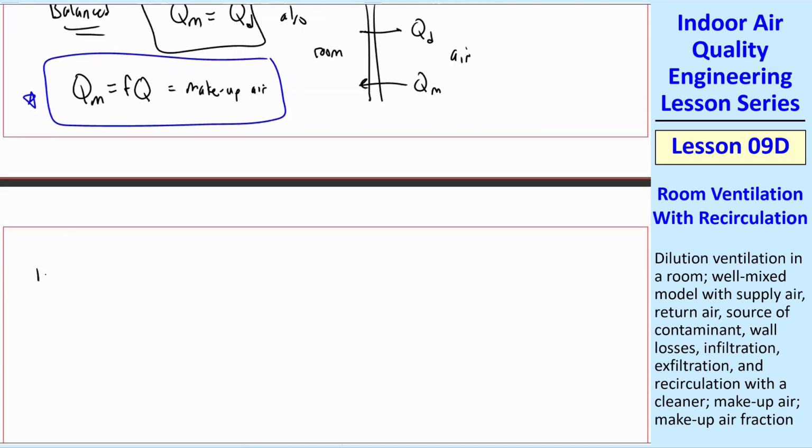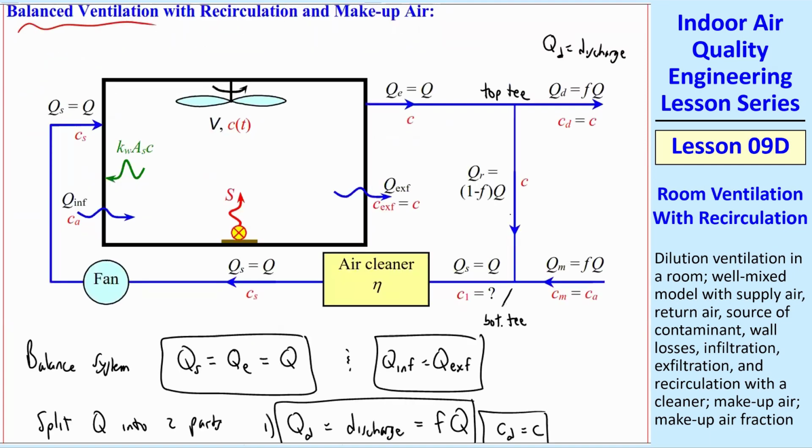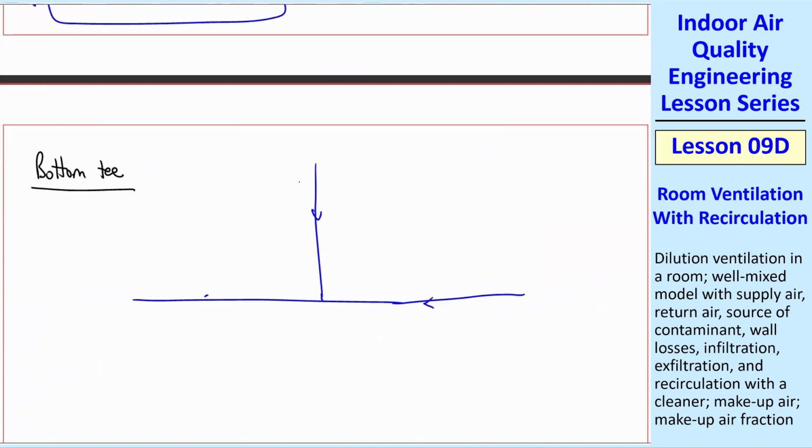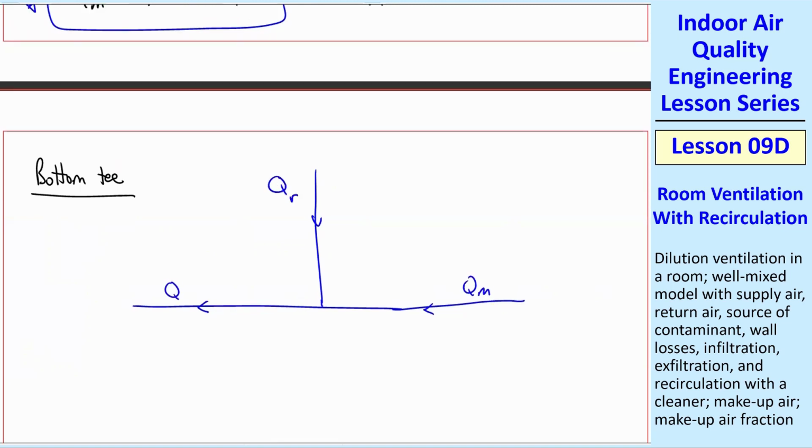Now let's look at the bottom T. We have QR coming in from the top, we have QM coming in from the left, and then we combine into QS or Q. What is C1? That's what we need to calculate. Well, we already talked about T's like this, so we know how to do this. We have a QR, we have a QM, and we have a Q on these three branches. The concentrations are C, CA, ambient, and then C1 is what we want to find.